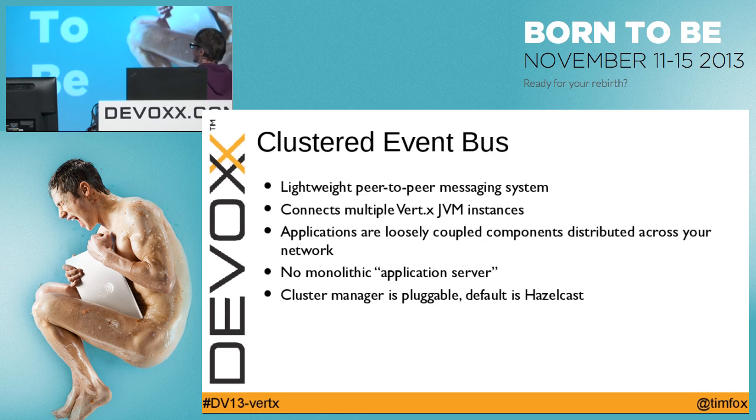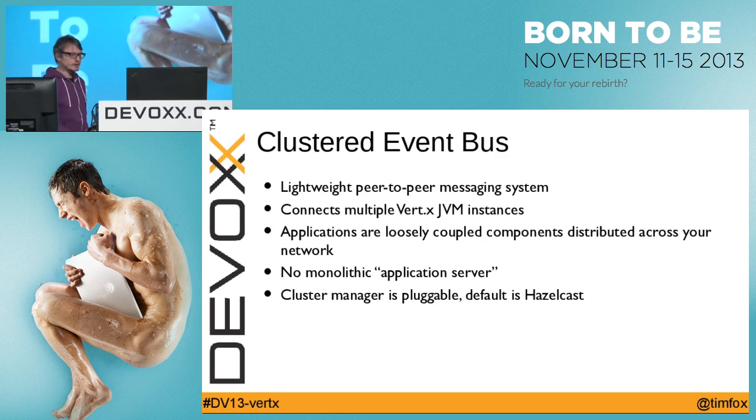But we take the event bus a step further, and we actually cluster the event bus. So it not only allows verticles in the same JVM instance to talk to each other, it allows them in different places in your network to transparently talk to each other, irrespective of where they're actually living on the network. So it connects multiple JVM instances.